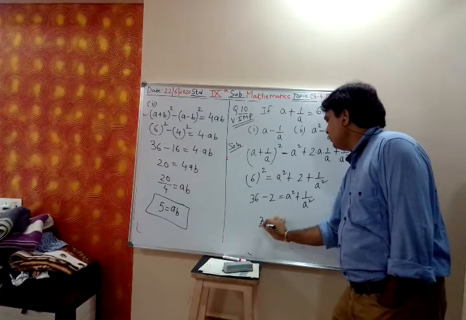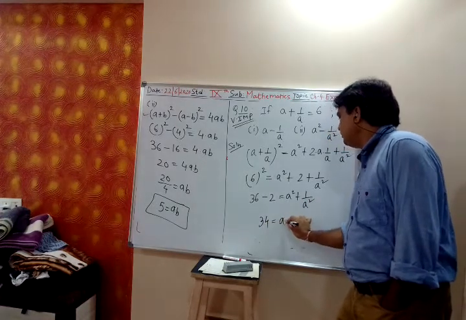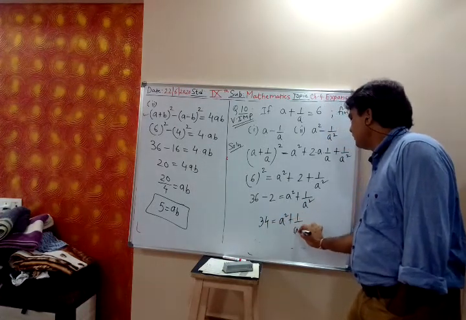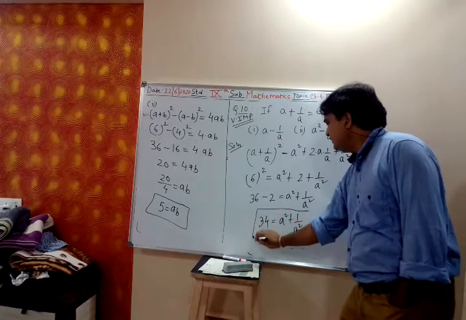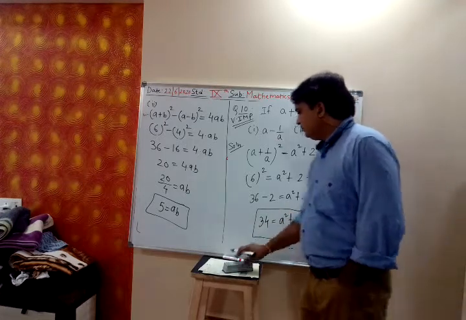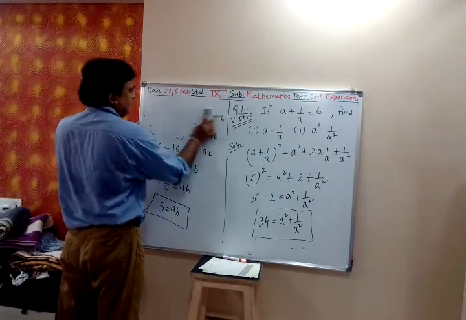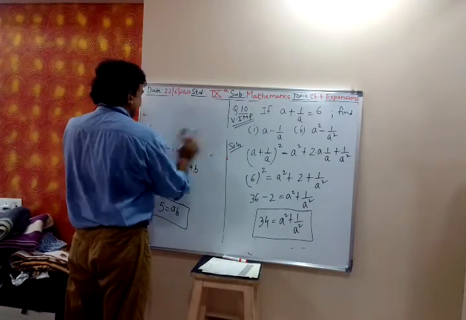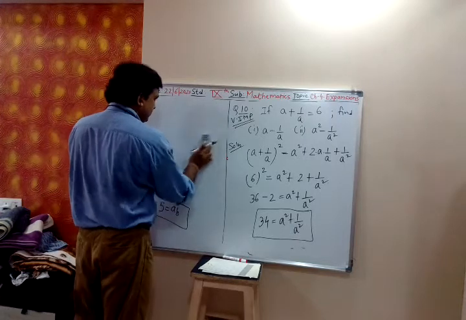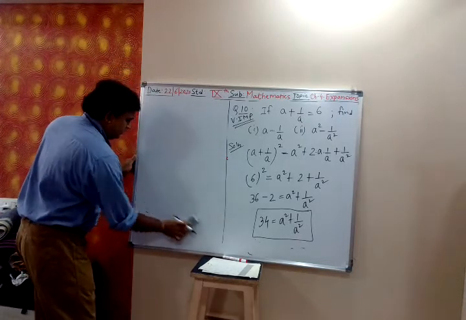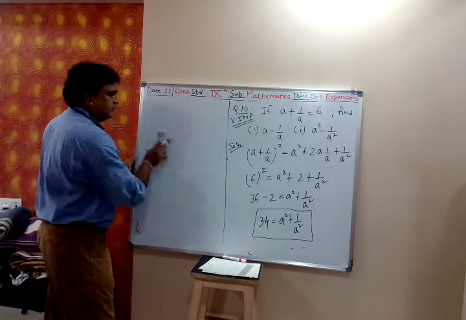So 34 is a square plus 1 upon a square. Yes? You can use the formula. Now it is clear?